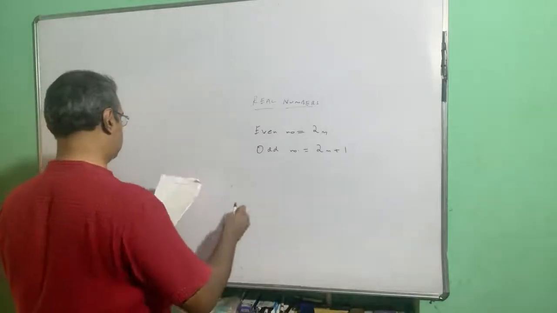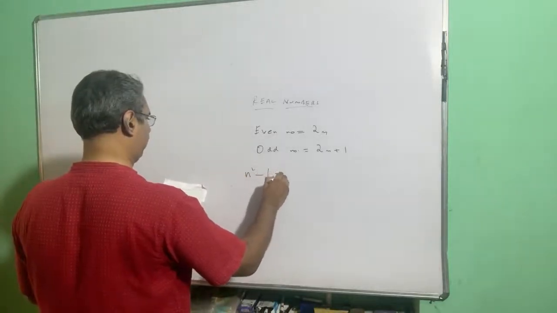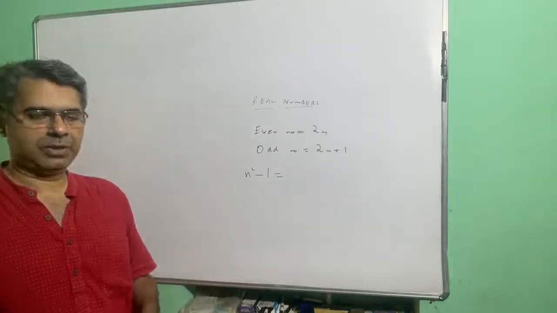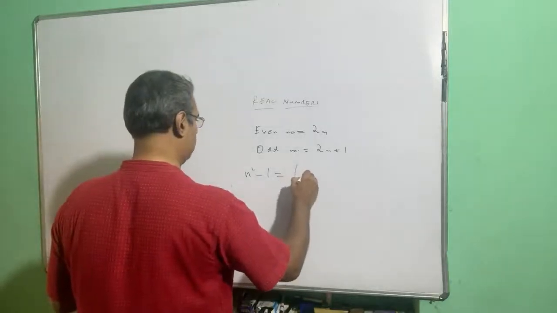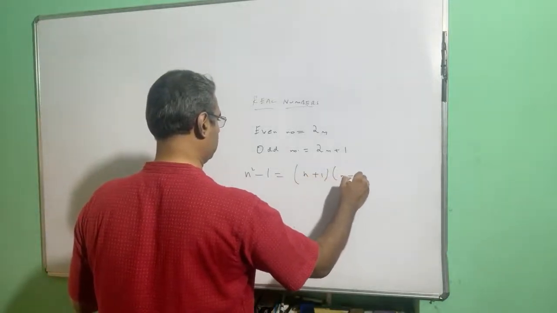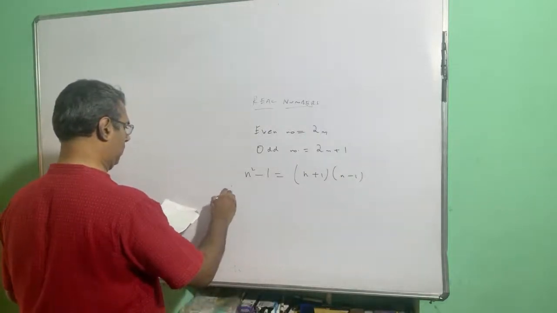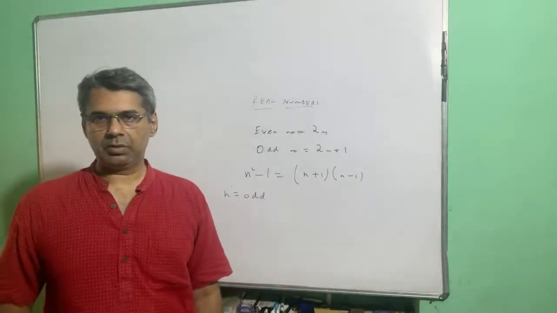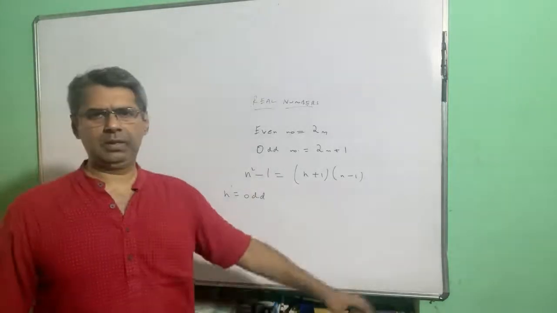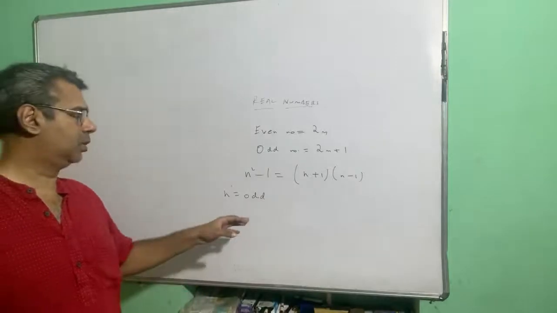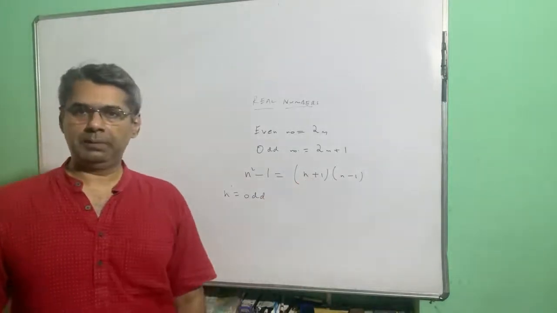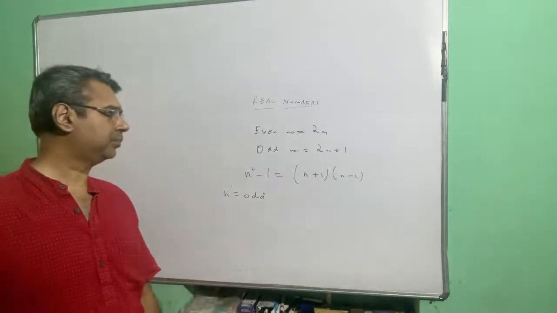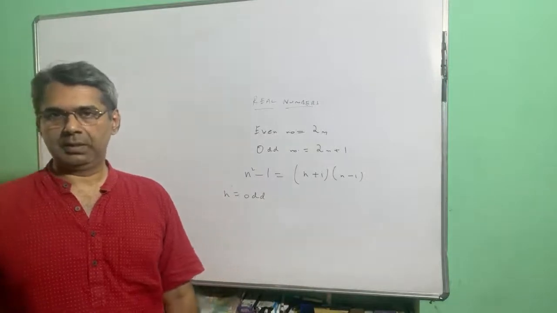Now suppose you have an expression like this, n square minus 1. You can write it as n plus 1 into n minus 1. Now let's say you have been told that n is odd, okay? So if n is odd, then this is odd plus 1, so obviously that's even. This is odd minus 1, again that is even. So you have a product of two even numbers, right?